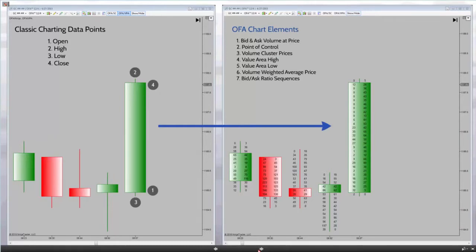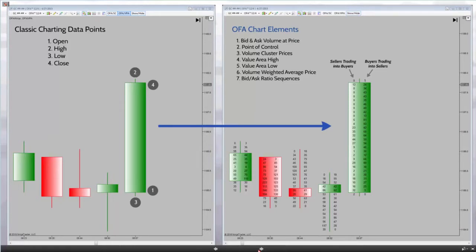At OFA, there are 7 fundamental chart elements. The first one is the bid and the ask volume price. This is the time and sales data that allows us to plot volume as sellers trading down into buyers or buyers lifting up into sellers. Those volume records for each price should be recorded and accessible for hundreds of potential calculations and indicators.